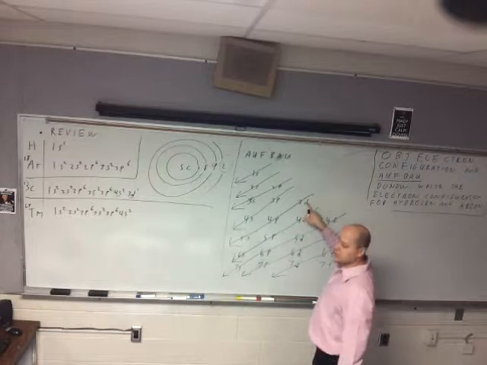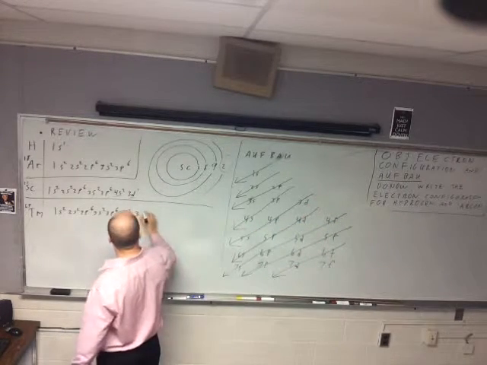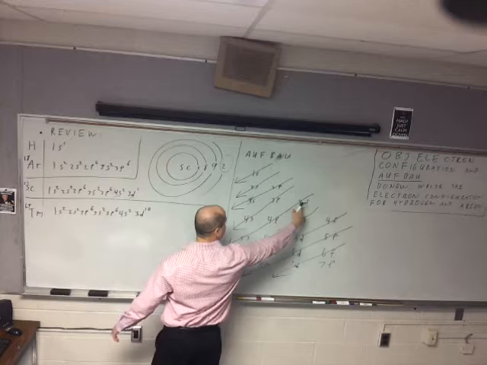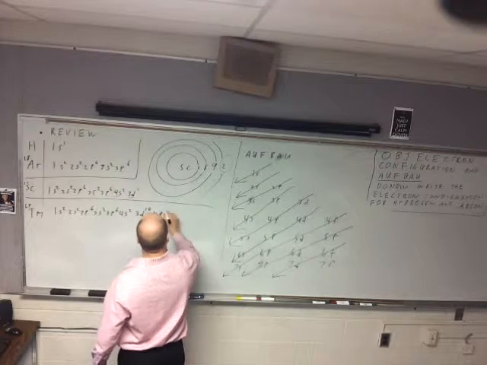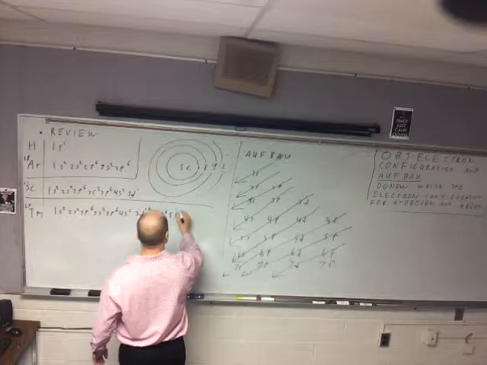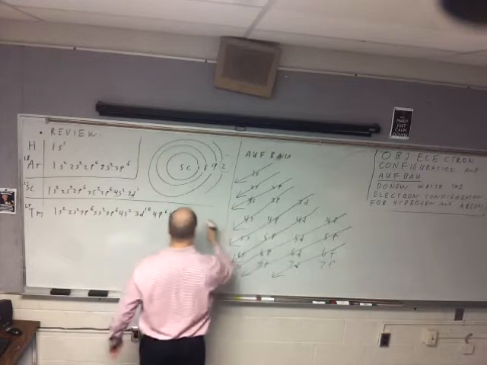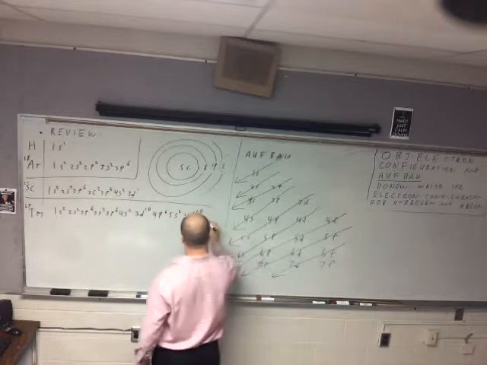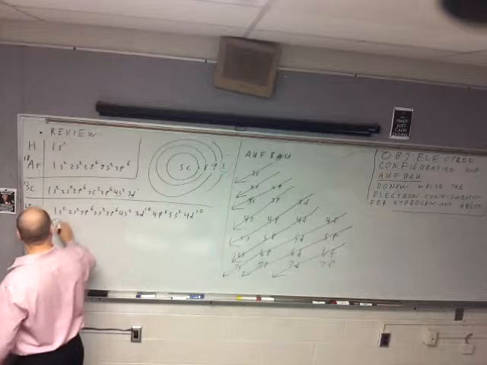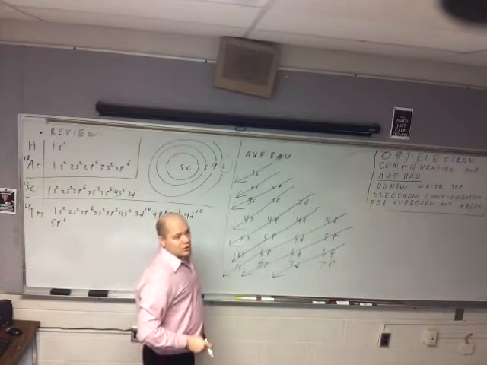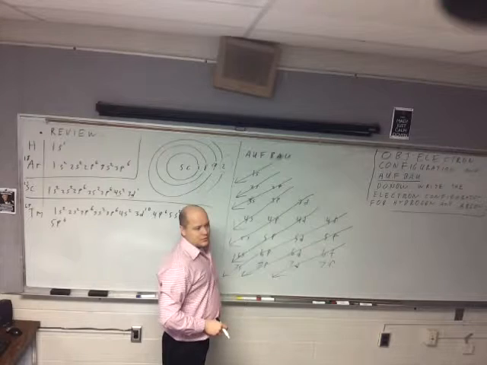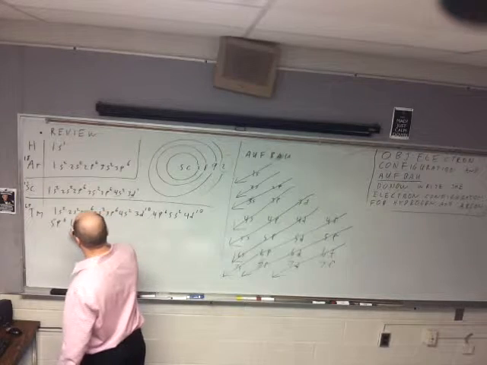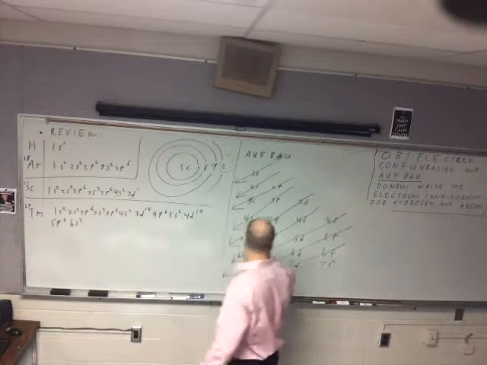After 4s is 3d. How many does this d orbital fill? 10. So 3d10. After 3d is 4p, so 4p6. Then 5s2. After 5s is 4d, the next arrow. 4d10. After 4d is 5p6. Okay, 5p6, 6s2. And what's after 6s? 4f.